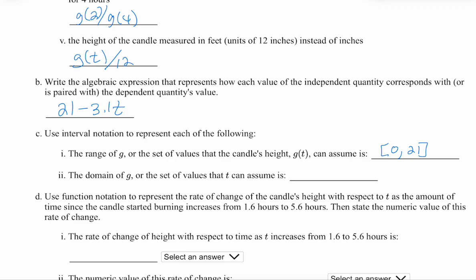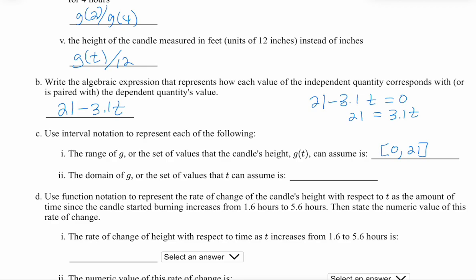Now, domain is a little harder to think about. Domain are the times. Remember, t is time. How many hours is it going to take? So for you and me, it might be a different thing. But let's take this formula, whatever you typed in, and if you set it equal to 0, and we solve for t, that will tell me how many hours it takes for my height to hit 0.